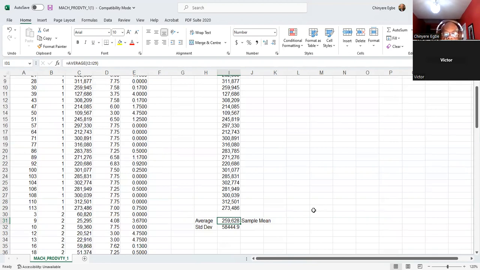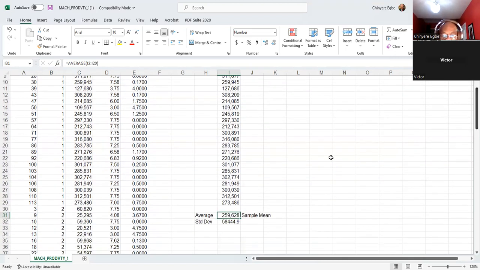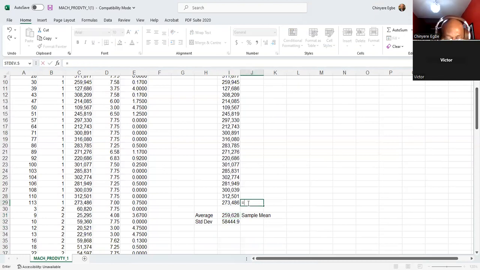Okay, so now you use the sample mean and the sample standard deviation to do the hypothesis test. What was the sample size? I can say it was at count.